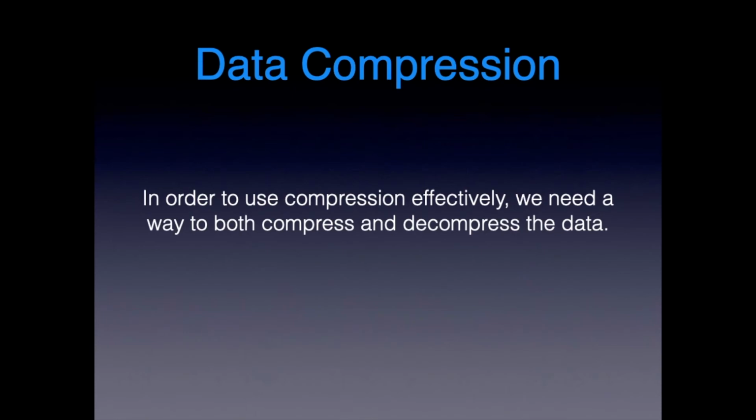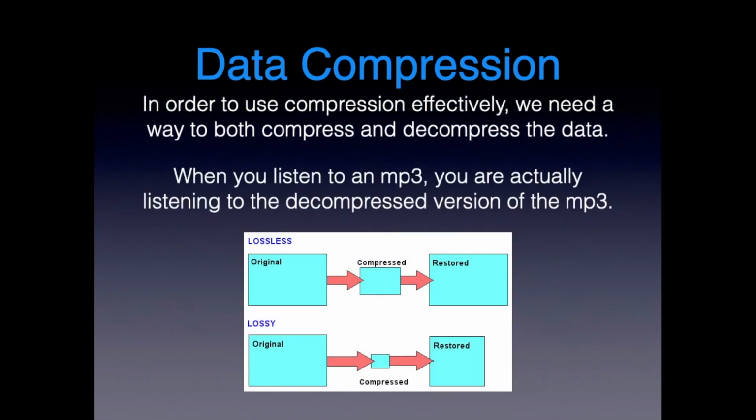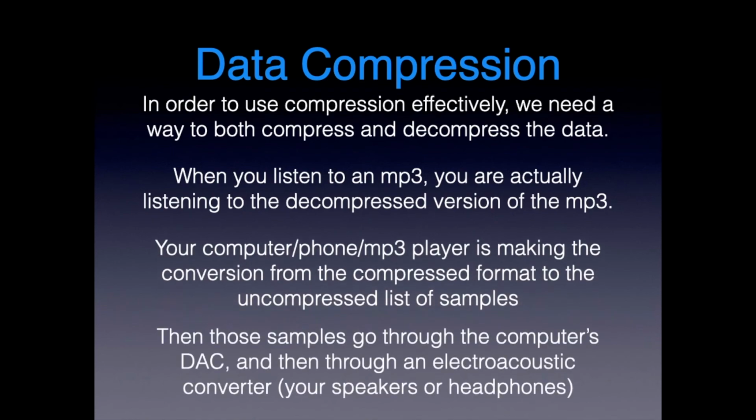When we use data compression, we need to be able to both compress and decompress the data. When you listen to an MP3, you're actually listening to a decompressed version of the MP3. Your computer or phone has decompressed the stored audio and made a restored version of it. That decompressed series of samples of discrete amplitudes goes through your computer's DAC, digital audio converter, and then they go through the electroacoustic transducer, your speakers or headphones.